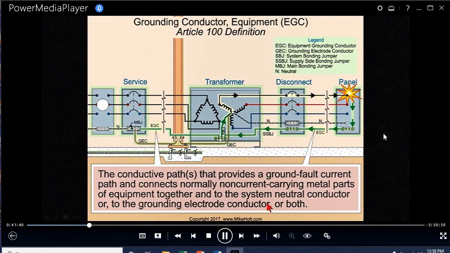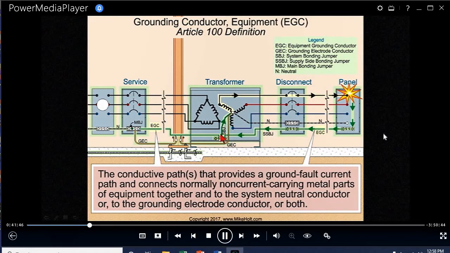All right, watch this. We know we have to clear a fault in the event of a ground fault. And how do you do that? You have to have an effective ground fault current path. It has a capacity to carry the current, has low impedance paths from the point of a fault back to the source. Let's look at the graphic here. So here is our effective ground fault current path all the way there, right?